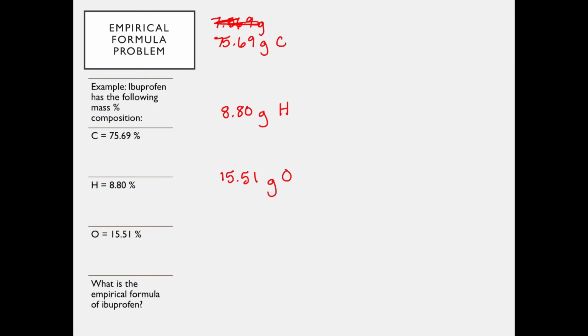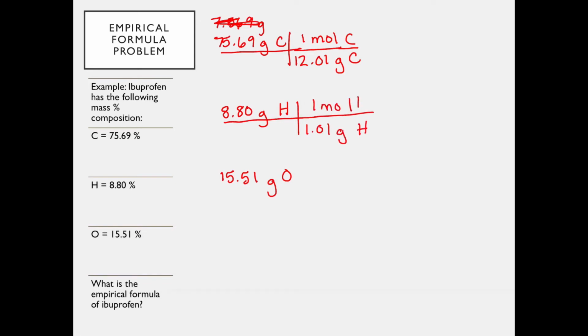So now we're going to go ahead and take all of those grams and we are going to turn them into moles. And we're going to do that by using the molar mass of the element from the periodic table. So for carbon, we're going to use 12.01 grams. Here I'm using four significant figures in the mass because I have four significant figures in my percentage. If I had more significant figures in my percentage, I would need to use more significant figures in my mass because we don't want to limit our sig figs based on the mass of our element. So we have 12.01 grams, one mole, and then we have 1.01 grams.